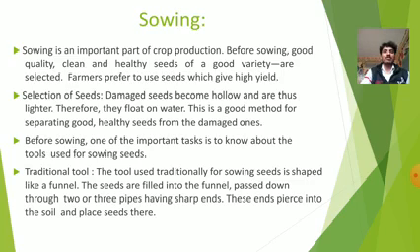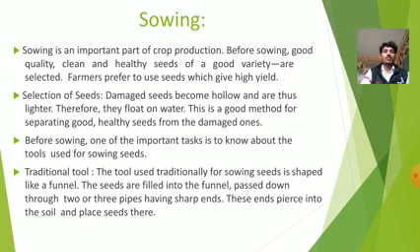Before sowing, good quality, clean and healthy seeds of a good variety are selected. The farmers prefer to use seeds which give high yield. Damaged seeds become hollow and lighter. Therefore, they float on water. This is a good method for separating the good and healthy seeds from the damaged ones.